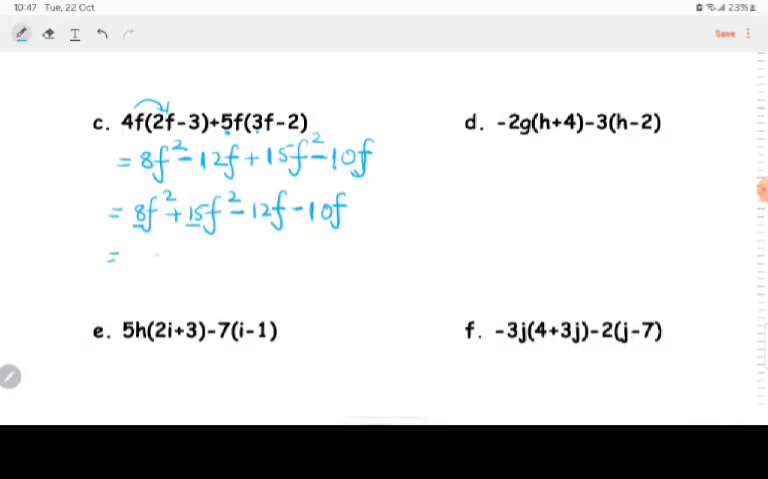8 plus 15, 23F square. 2 minuses, the sign will be minus, but you will add up. 12 plus 10 makes it 22F.